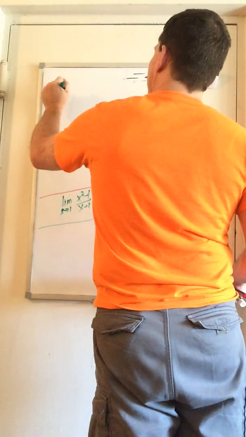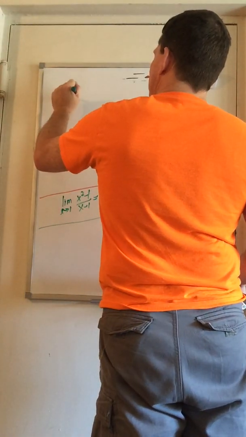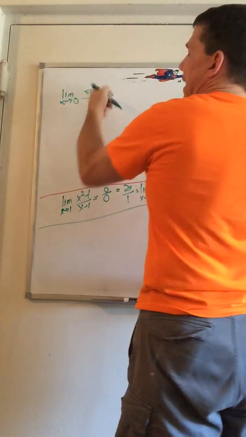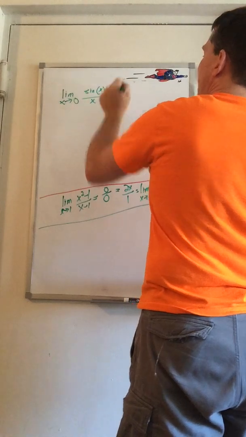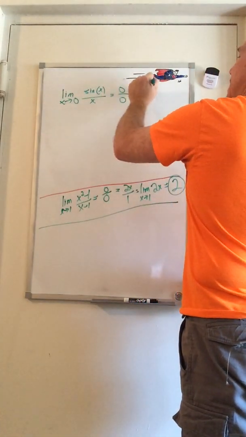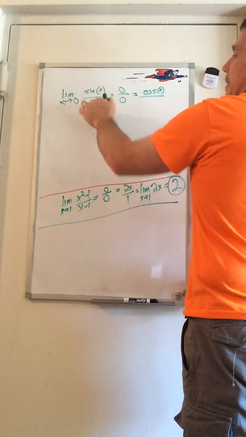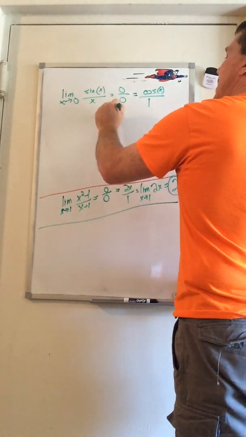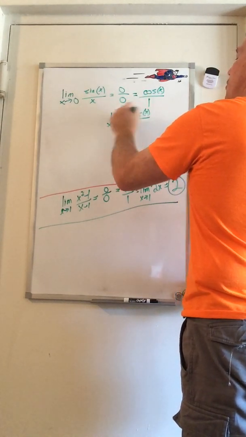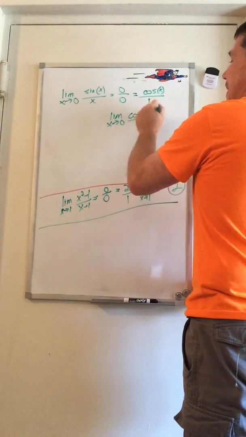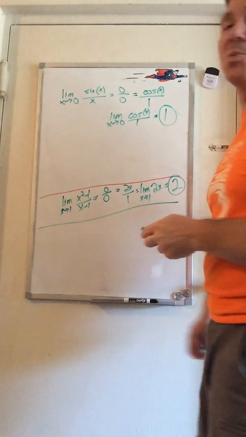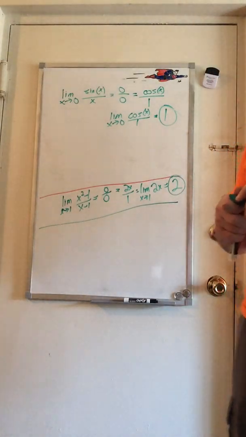Suppose we have the limit as x approaches 0 of sine x over x. If I plug in 0, I get sine of 0, 0 over 0. Now I apply L'Hopital. The derivative of sine is cosine x. The derivative of x is 1. Now I take my limit as x approaches 0 of cos x over 1, which is just cos x. If I plug in 0, cos of 0 is 1. I get 1 over 1, which is 1, which is exactly what we said we should get.